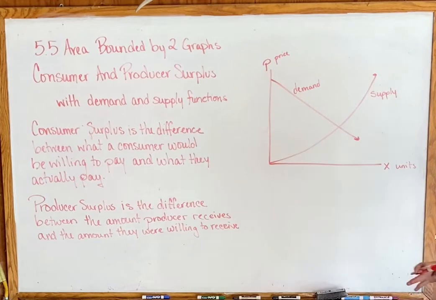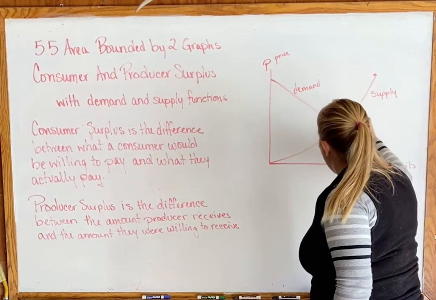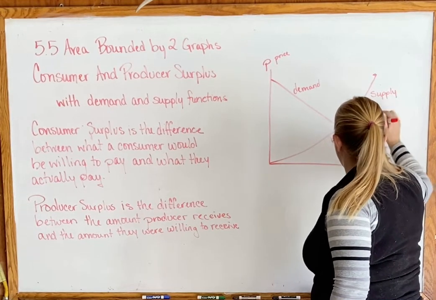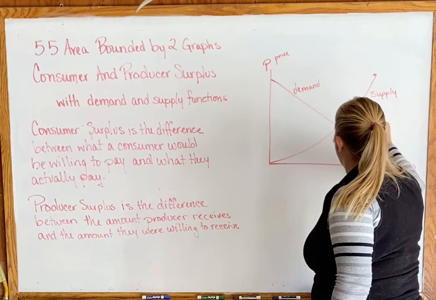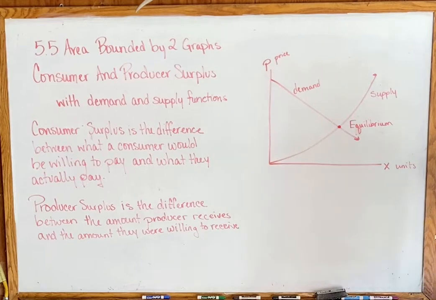Okay, so we're going to have these two functions, and they are going to intersect each other, and they give us a bounded region. Now, this point right here is equilibrium. This is the price and the number of units that is the same for both producer and consumer. As we said, we don't always reach that equilibrium price, but that is the equilibrium price.